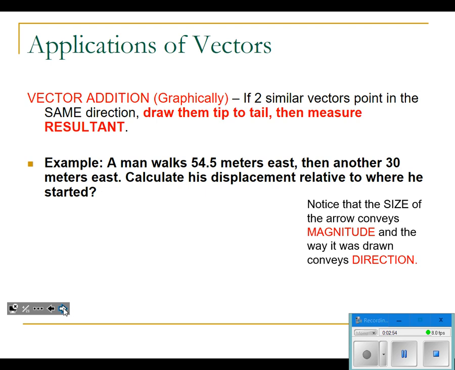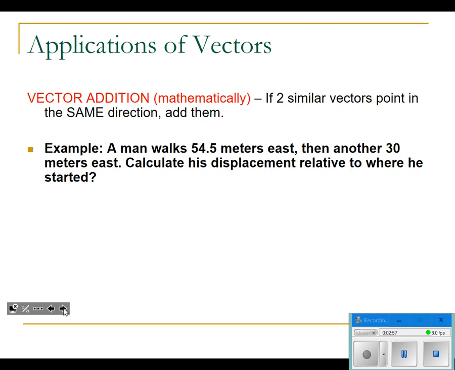So when I am doing vector addition, okay, mathematically, this would be if I have 2 similar vectors that point in the same direction, then I'm going to add them together. Okay, vectors are really just arrows or directional pieces. So again, if I draw those lines and they're both pointing in the same direction, then I'm going to add them together. So going to example 2 is where I want you to be right now in your note packet.